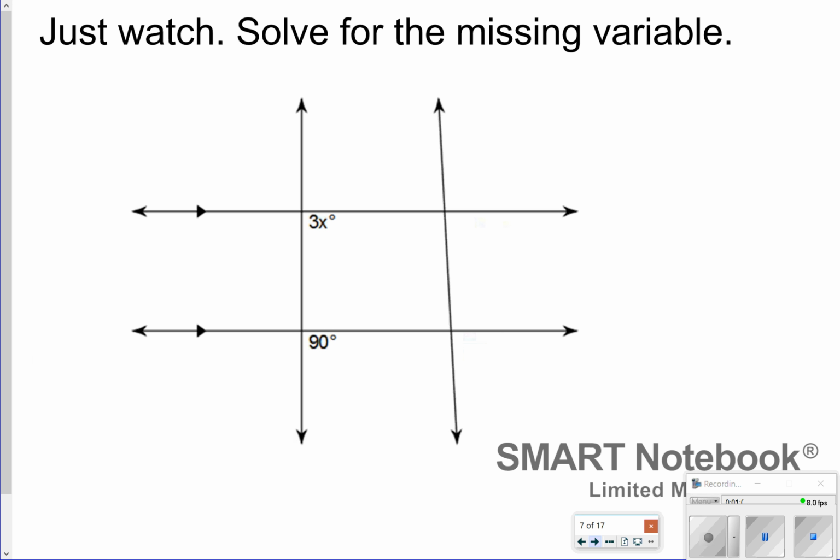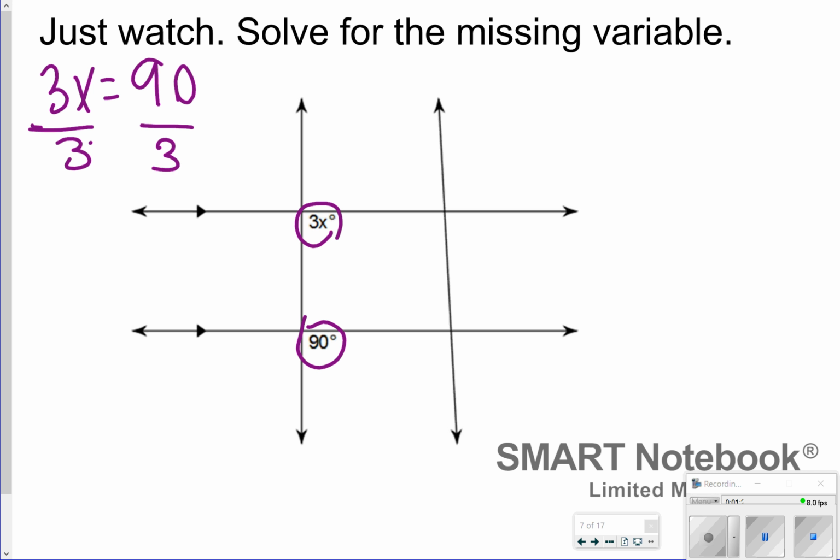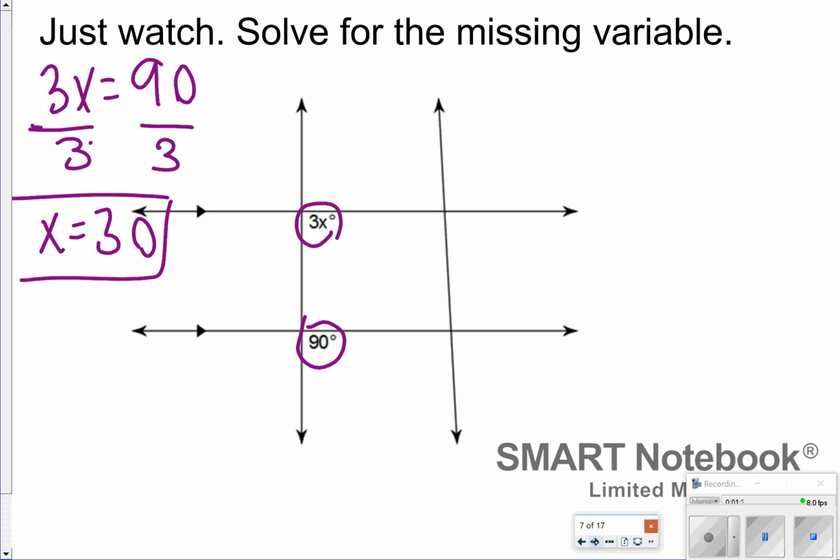Sometimes it's going to look a little bit different. Remember from your vocabulary sheet that we did previously, these are corresponding angles, which means they're equal to one another. So 3x is equal to 90 because they are in the same position, just in different areas of the angles. To solve for x, I would divide both sides by 3 so that x is equal to 30. You might need to use your vocabulary notes worksheet to help you.